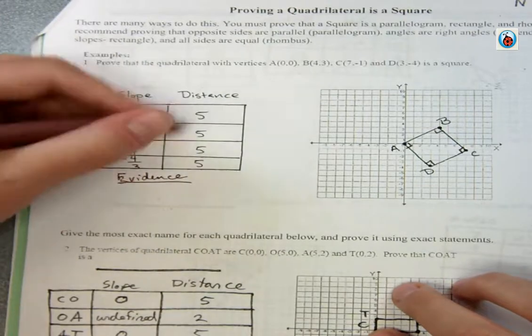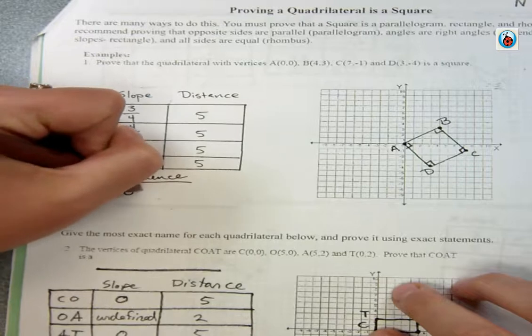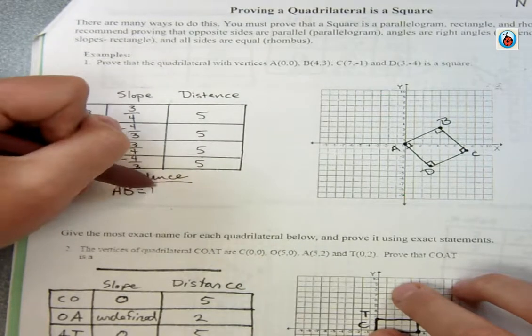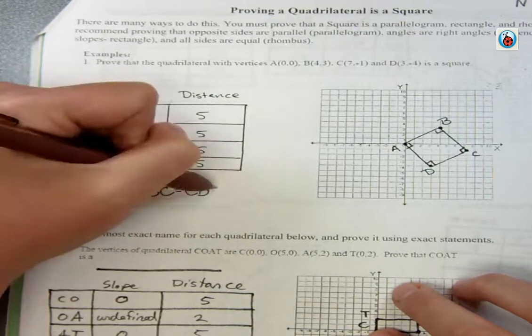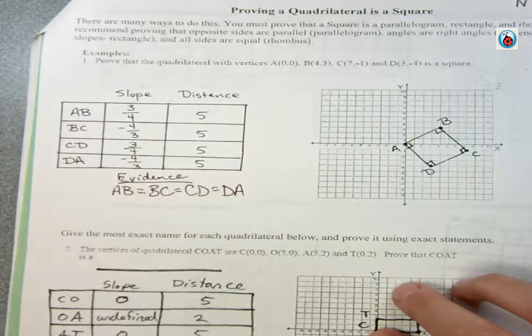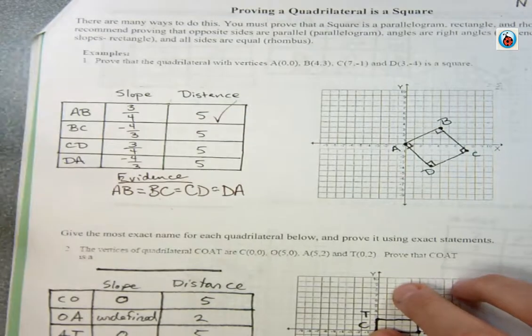Alright, so our evidence would be that all the sides are the same. So AB is congruent to BC, which is congruent to CD, which is congruent to DA. All the sides are the same. So boom, we figured that out.